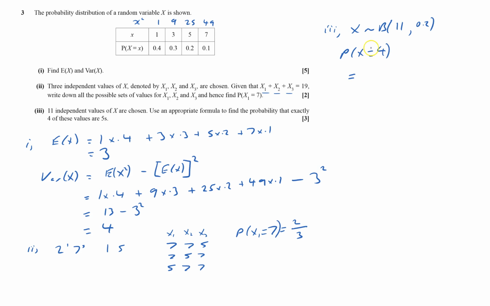And so that will equal 11C4 times, I've got to have 4 successes, that'll be 0.2 to the power of 4, and then it'll be times all the rest of them, so 7 of them will be failures, and if it's 0.2 for success, it'll be 0.8 for failure. Got a calculator, that is 0.110729662, it keeps going, which equals 0.111 to 3 significant figures. And that's question 3 done.